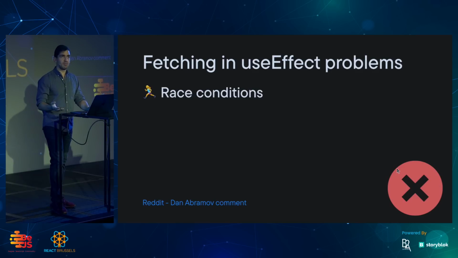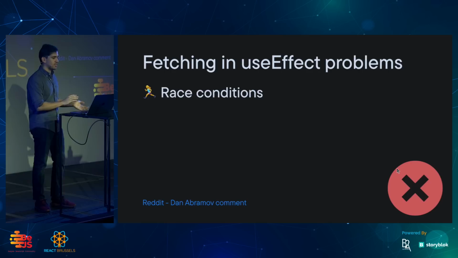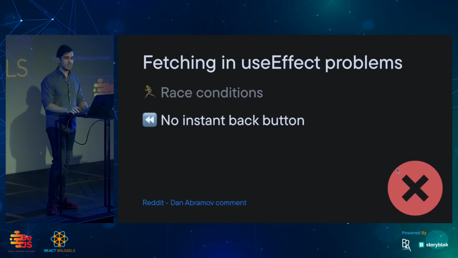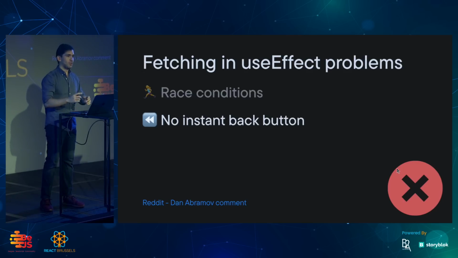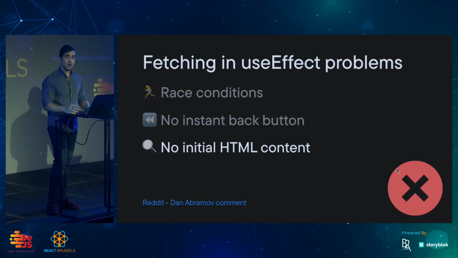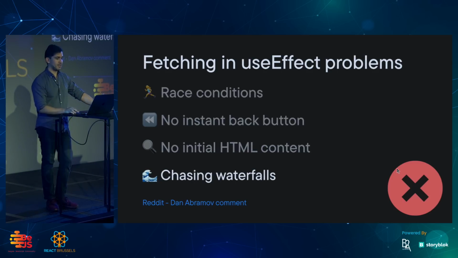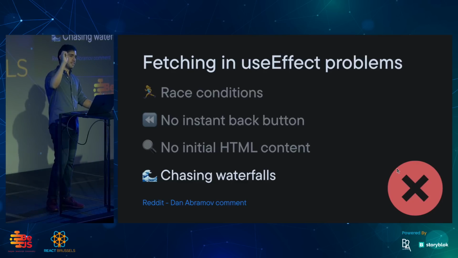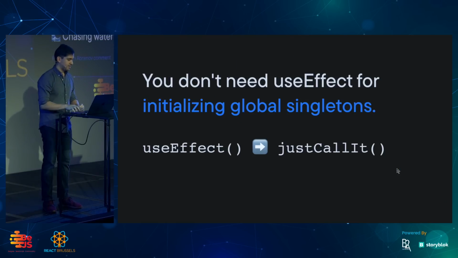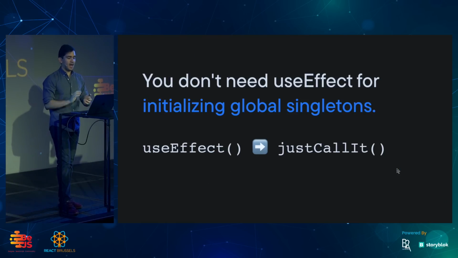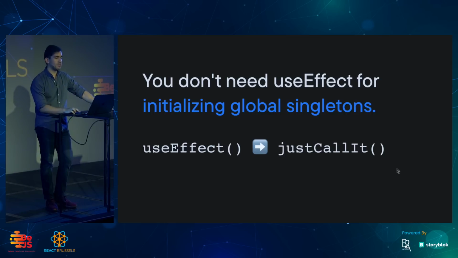All right, and so Dan Abramov actually said there's a lot of problems with fetching in useEffect. You might have race conditions, no instant back button. So basically, when you go back to a page, you have to load that data again. No initial HTML content. When you render your page, you're going to see a lot of nasty loading spinners, and also chasing waterfalls. So if you're fetching inside of your parent component, you have to wait for that. And then when your child component renders after that's done fetching, you have to wait for that. It gets really annoying.